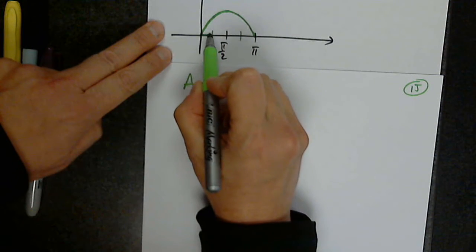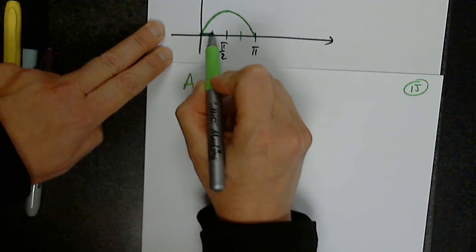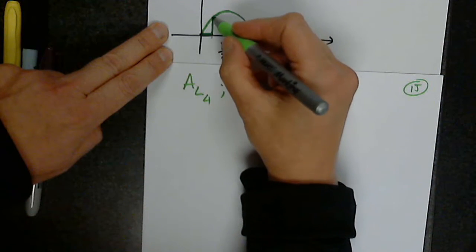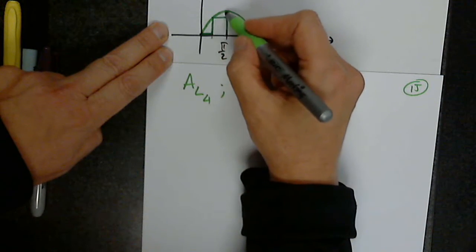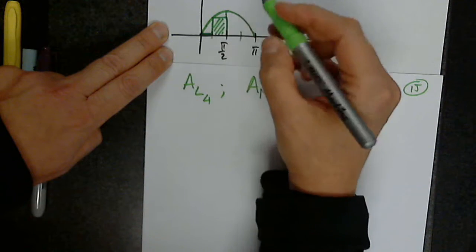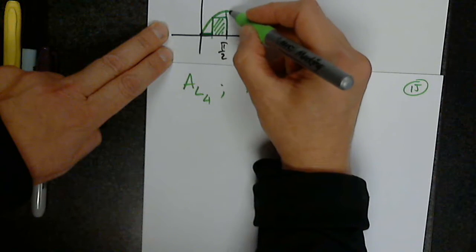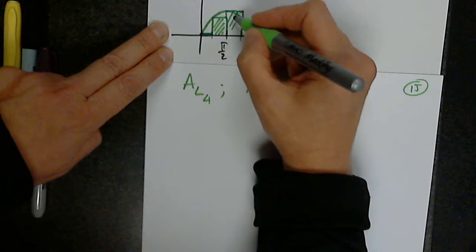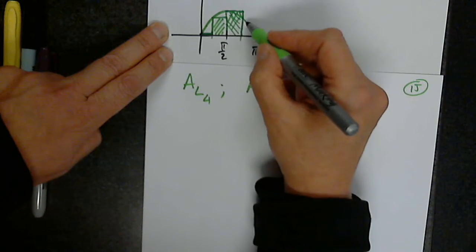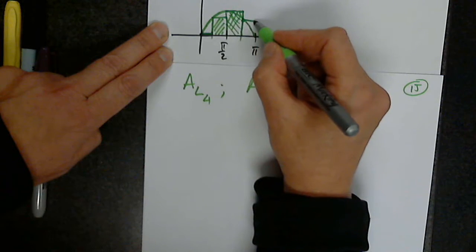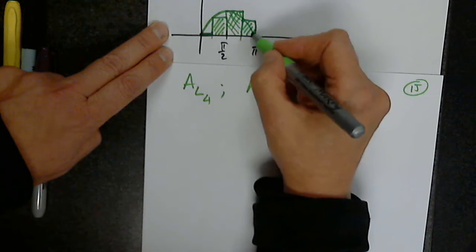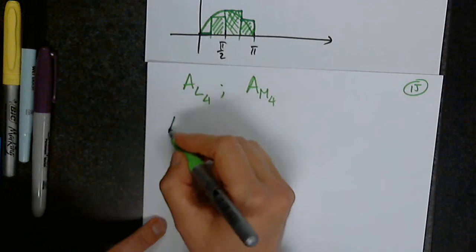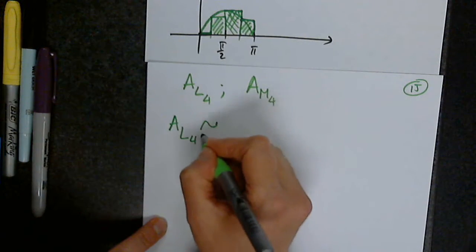Here is the first area with the leftmost point, height of 0. This is the area with the leftmost point for the second one. And here's the area with the leftmost point. Oops, for the third one. And here is the leftmost point. So then the area left for will be approximately.